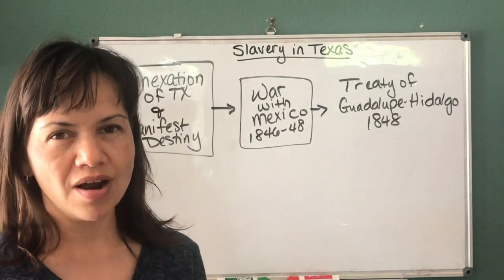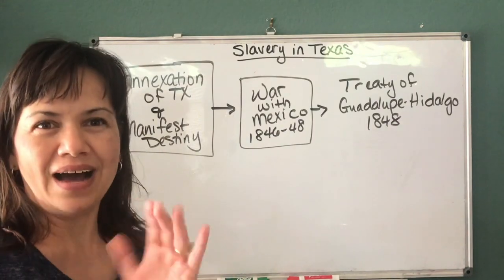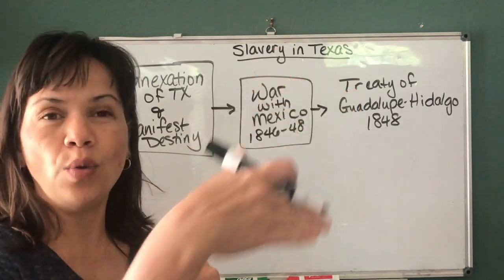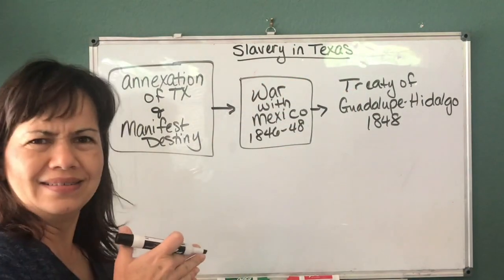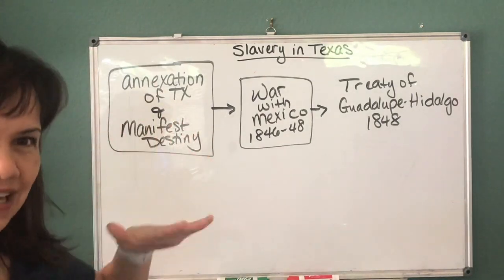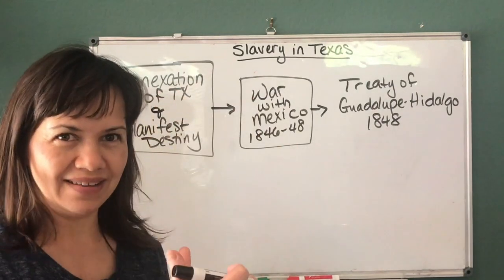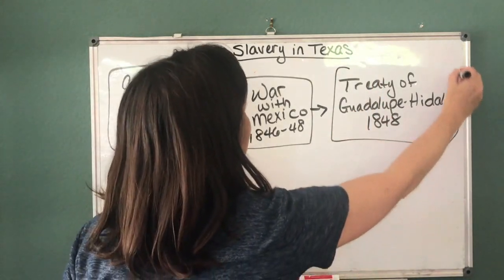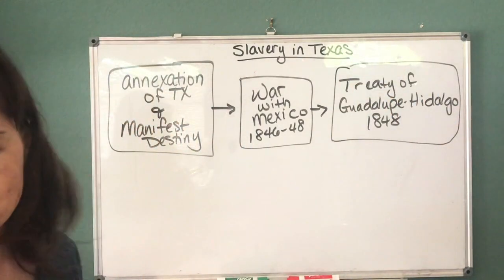Because remember before, Mexico said, oh no, the border between Texas, now the US, is at the Nueces River, not all the way to the Rio Grande. And so now they're saying, okay, fine, the Rio Grande is the natural boundary between the United States and Mexico. Okay, so that's the Treaty of Guadalupe Hidalgo.